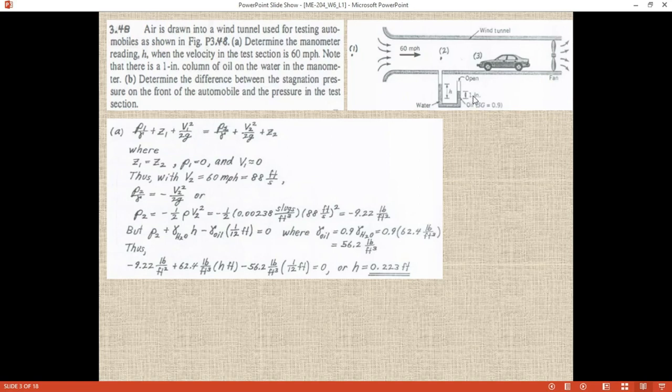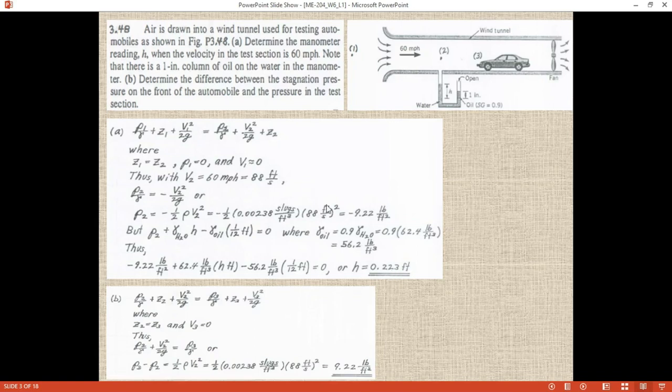The height of the column is in inches, but in the FPS system we measure the height in feet. So we convert this inch into feet, 1/12. This is the value we have inserted here. You see, P2 plus gamma of water H plus gamma of oil, minus gamma of oil going up, equals 0. So from here, gamma of oil we calculated, insert the value, and P2 is known. So from here we can easily calculate H, which is 0.23 feet.